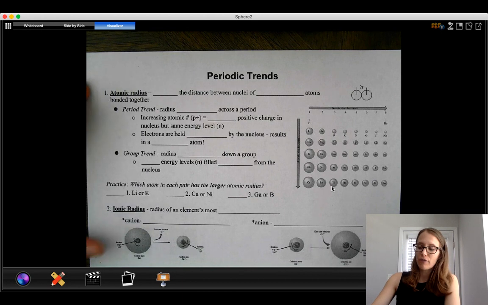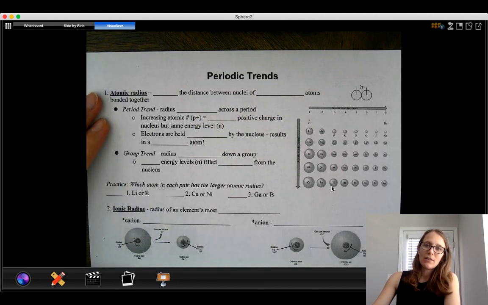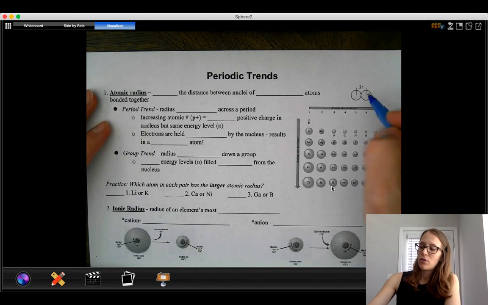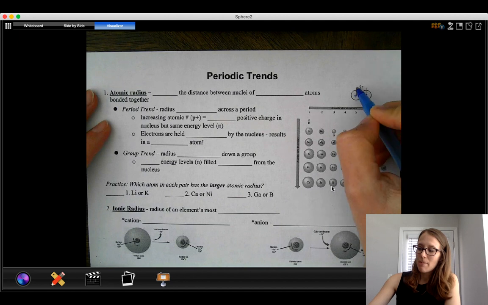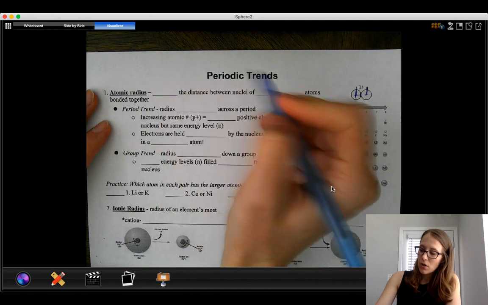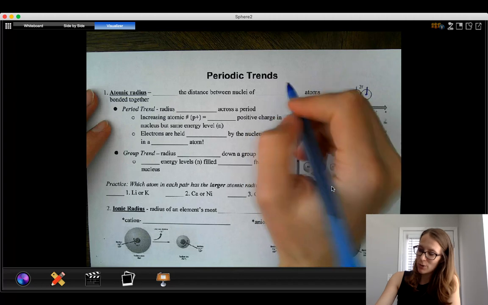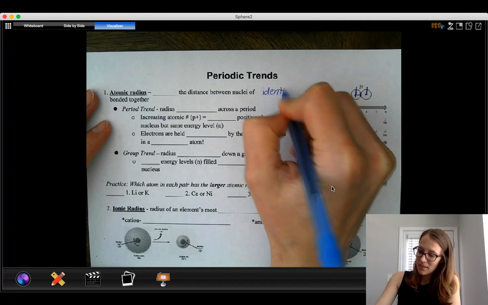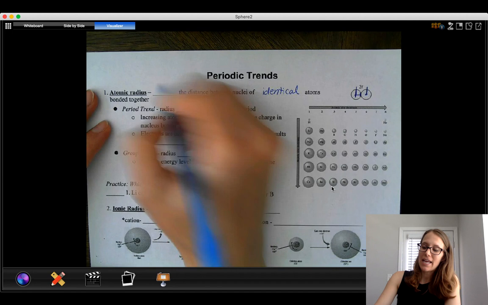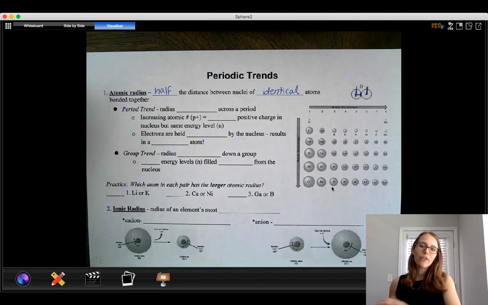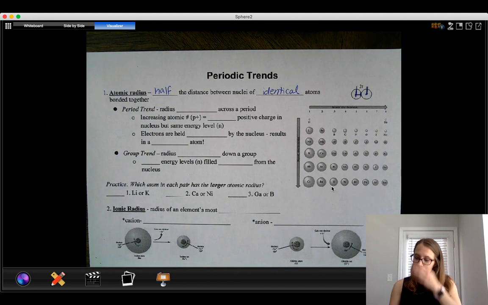If you remember the word radius from math class, radius means for a circle measured from the center to the edge of the circle. For chemistry, we can't really measure the edge of an atom very well. So what scientists will do is take the 2 atoms when they're bonded to each other, measure from the middle to the middle, and then divide it by 2 to just get the radius. So this is the distance between nuclei of identical atoms bonded together, and then they divide it in 2. So it's half the distance between nuclei of identical atoms.